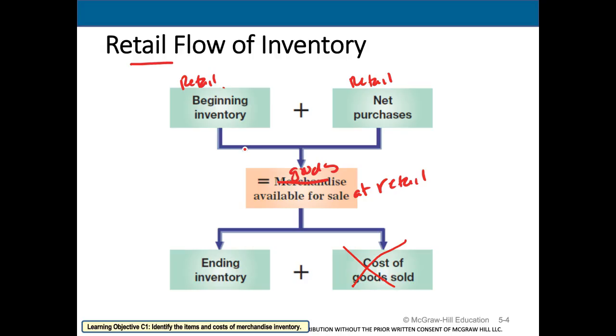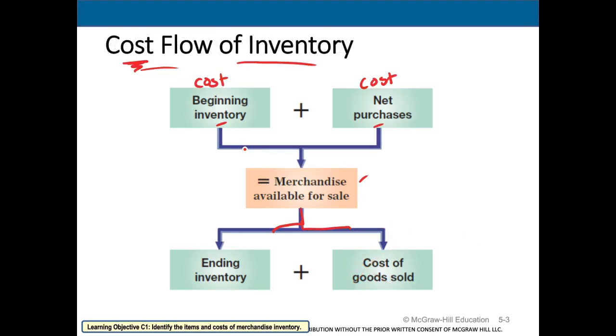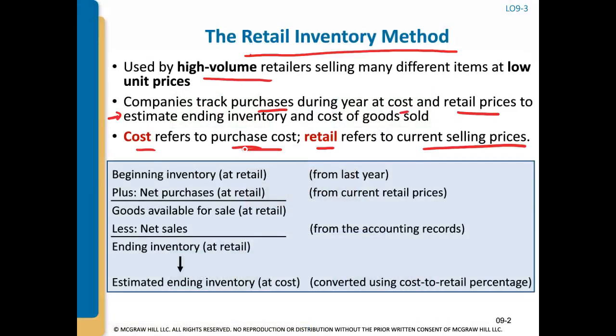And so with this goods available for sale, some of it we end up not selling, and so it remains in our ending inventory. And some of it we do sell, and that ends up being part of our sales. That's our sales number. So instead of cost of goods sold in the cost flow of inventory, we have sales. So I'm going to go back to how we can estimate our cost of goods sold and ending inventory number that needs to be reported in our financials.